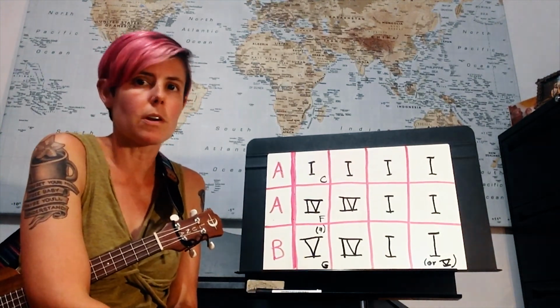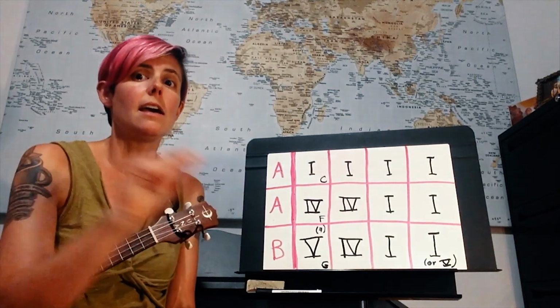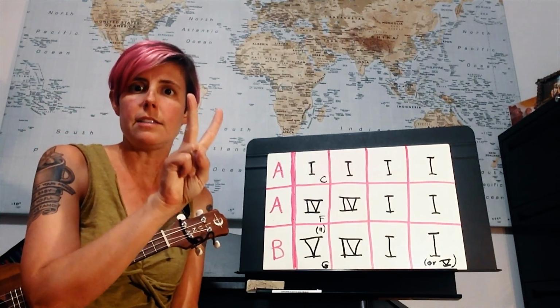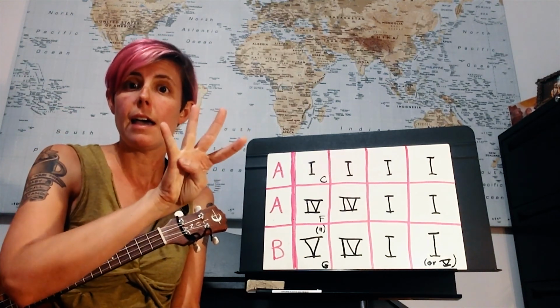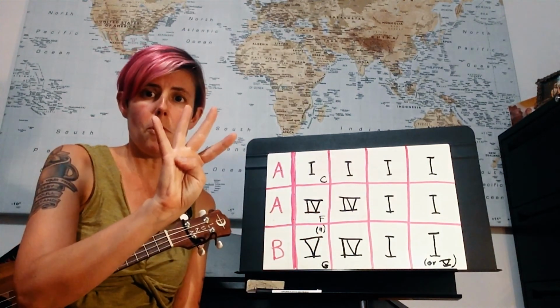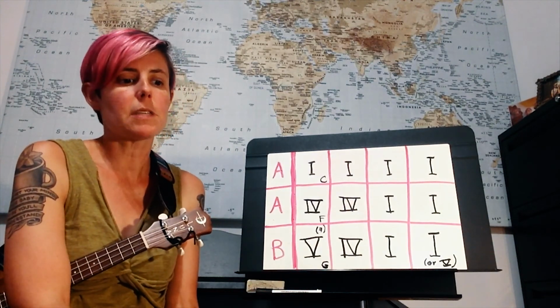Now to figure out which chord is going to be my 4 chord, all I have to do is start on C and count forwards in the alphabet 4 times. C, D, E, F. So F is my 4 chord. 1 more, and I get G. That's my 5 chord. You can do this with any key.